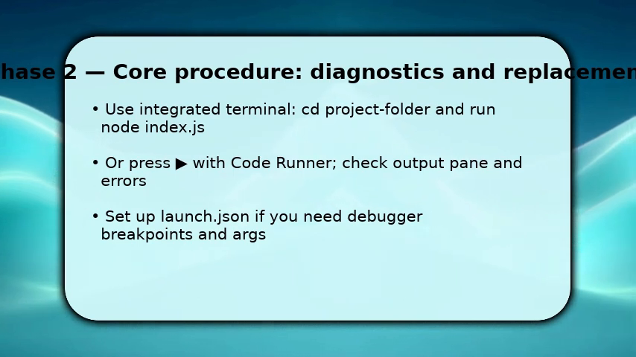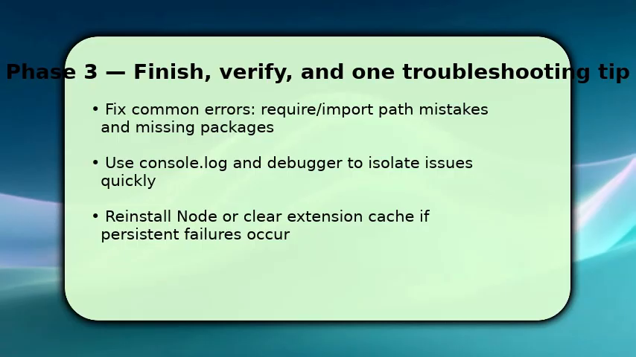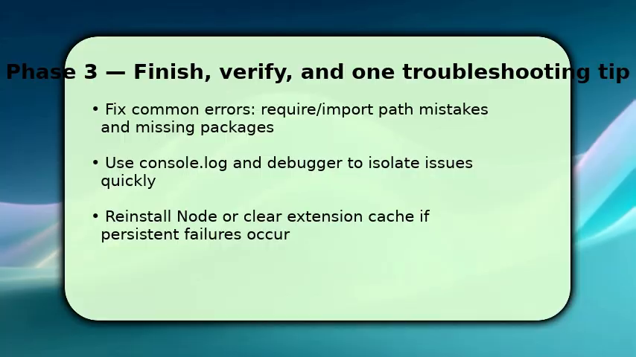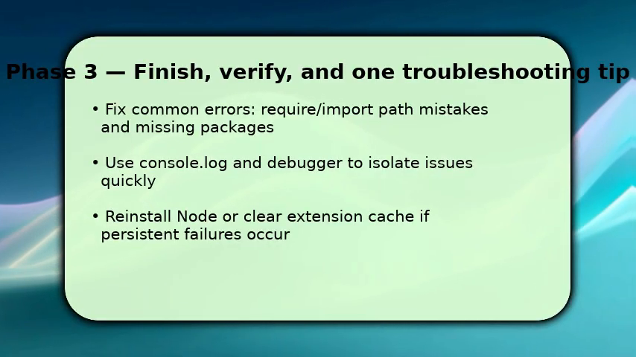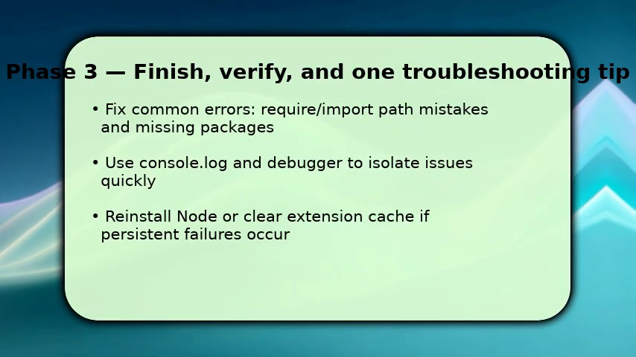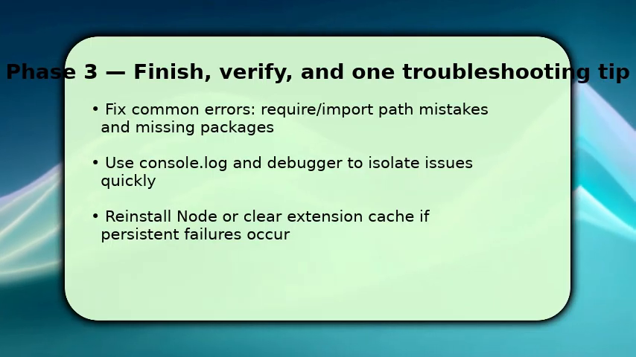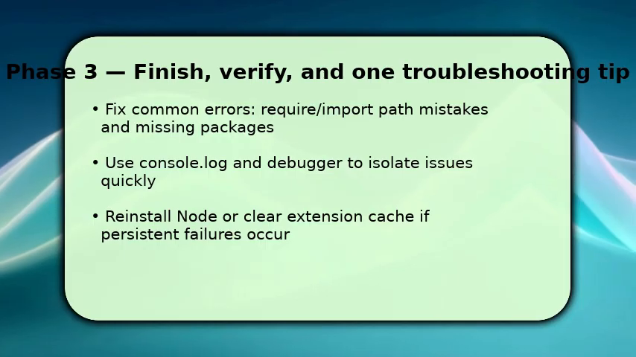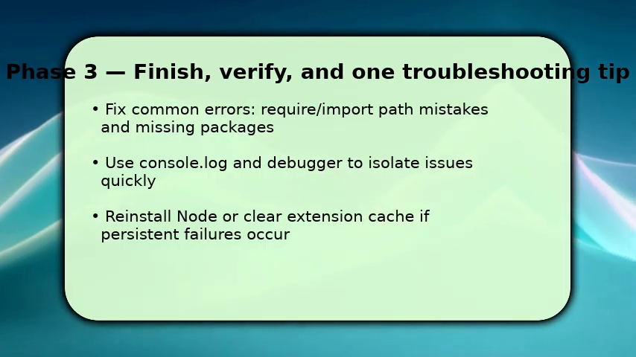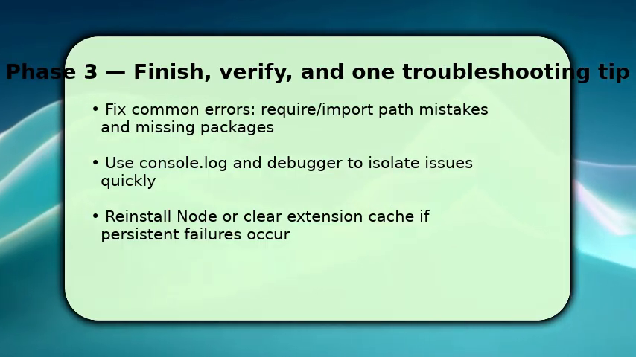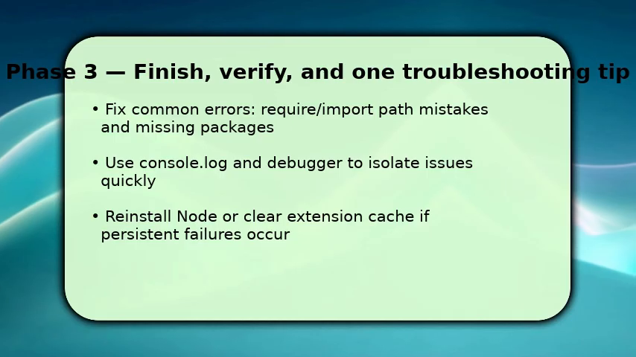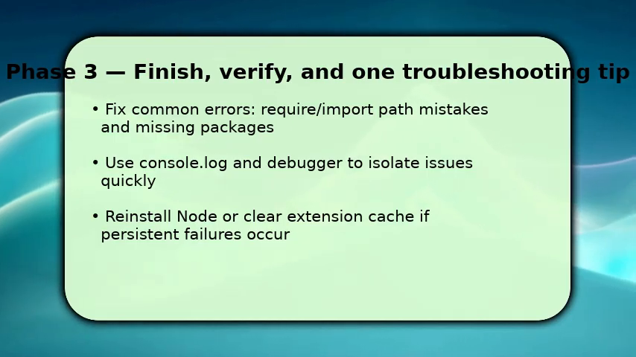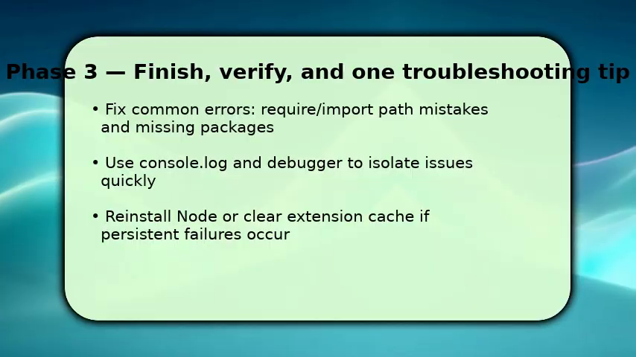To finish, run your script and validate outputs. If behavior differs from expectation, use console.log or the debugger to inspect values and flow. Make sure your require or import paths are correct and that Node modules are installed. Run npm install when needed. If VS Code fails to run code, restart the editor, reinstall the Code Runner extension, or reinstall Node. These steps resolve most environment issues. One key tip: check the terminal's current working directory first.